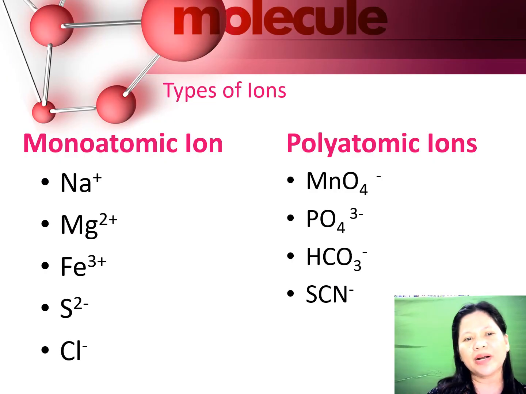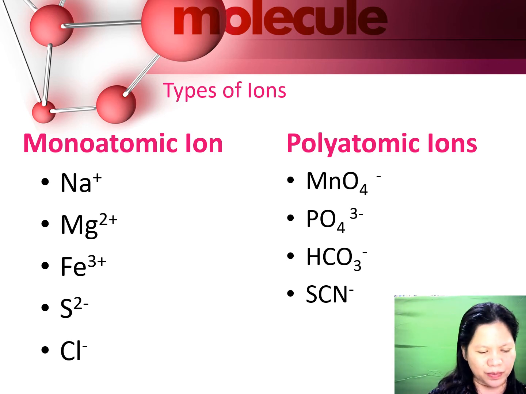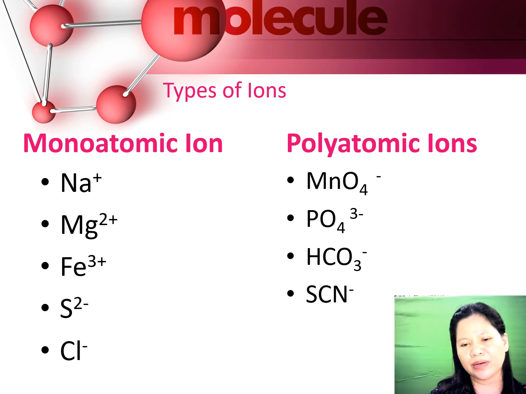Now, there are some ions that we say are monoatomic ions. When I say monoatomic ions, there is only one atom present. So, for example, sodium is only positive 1, magnesium is 2 positive, iron is 3 positive, sulfur 2 negative, chlorine negative 1.